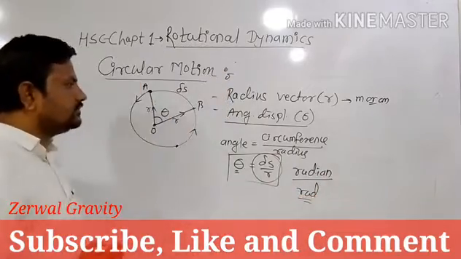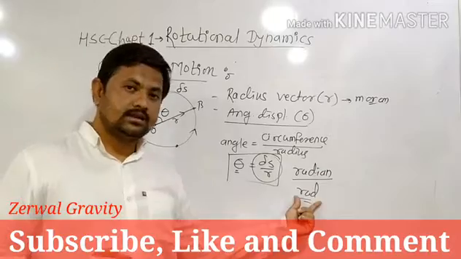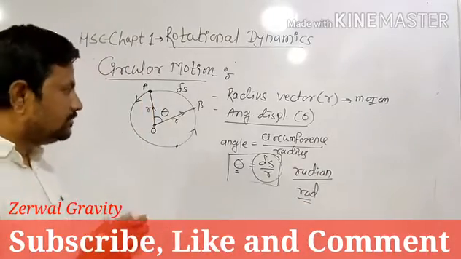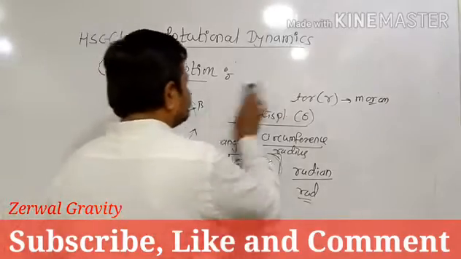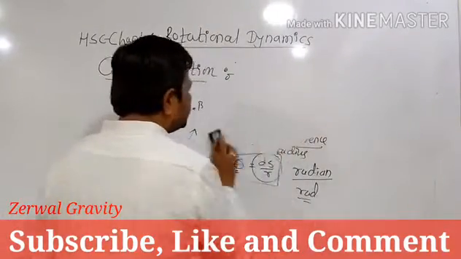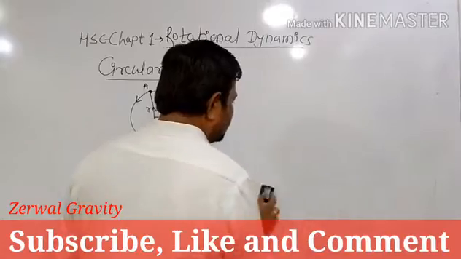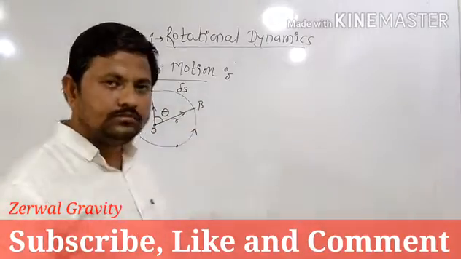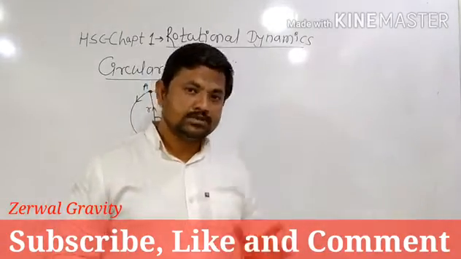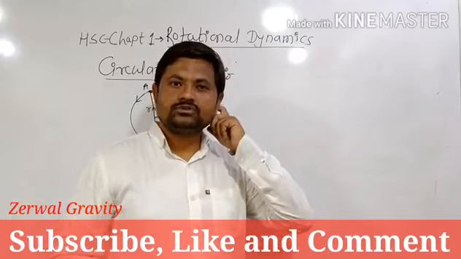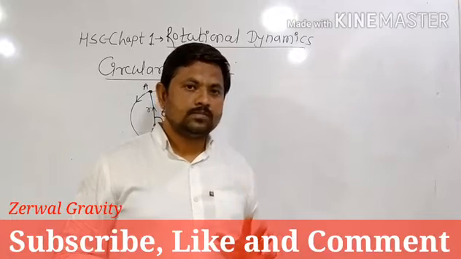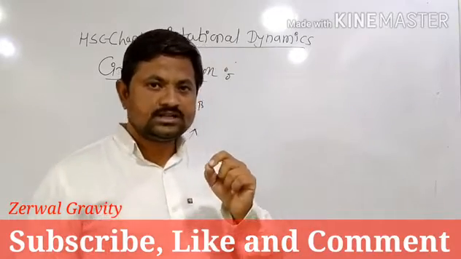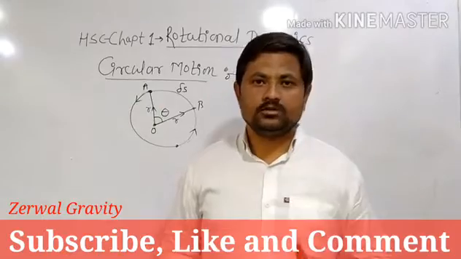We can say it in short, that is rad. The unit of angular displacement is rad, and this is the basic about circular motion. Now, how does circular motion take place? When any body performs circular motion, that body must have some type of force, and that force is called centripetal force. Centripetal force is responsible for circular motion of the body.